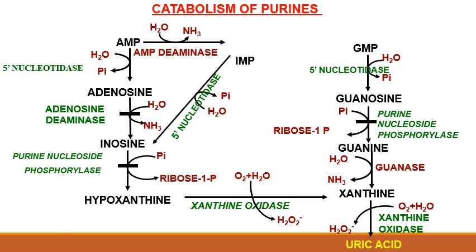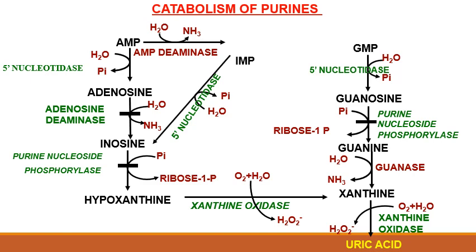Now let's look at the catabolism of purines. Firstly, we'll look at what happens to adenosine monophosphate. There are two pathways available for it. It can first be deaminated by AMP deaminase to form IMP, and then it is acted upon by a nucleotidase to be converted to inosine.